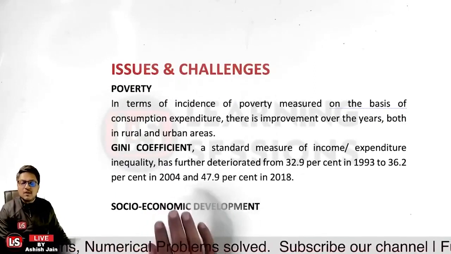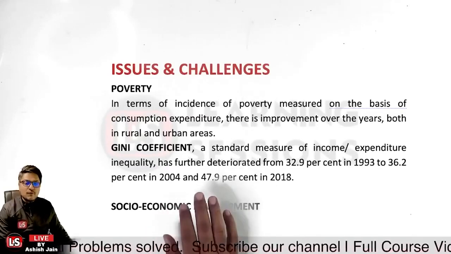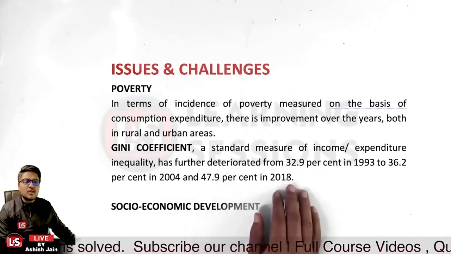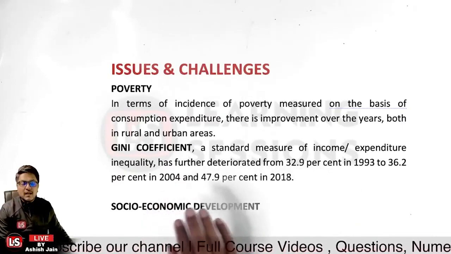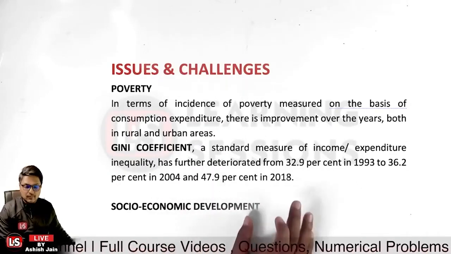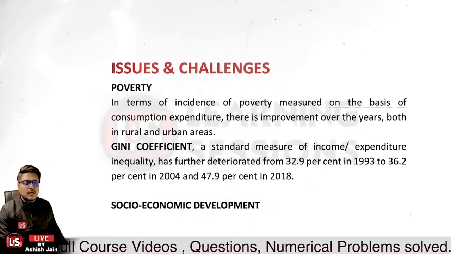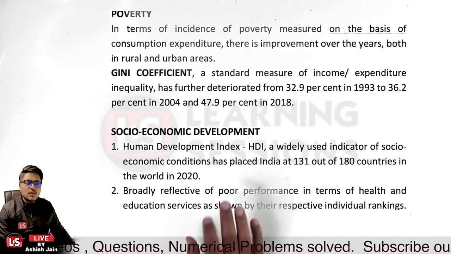The more it is, the worse it is. The Gini coefficient has deteriorated from 32.9% in 1993 to 36.2% in 2004, and further deteriorated to 47.9% in 2018. If we look at socio-economic development, the Human Development Index, HDI, is widely used as an indicator.